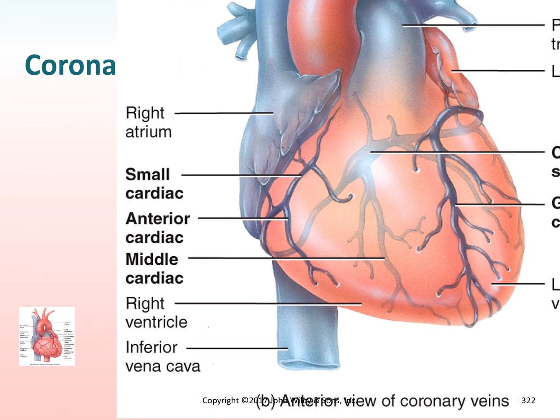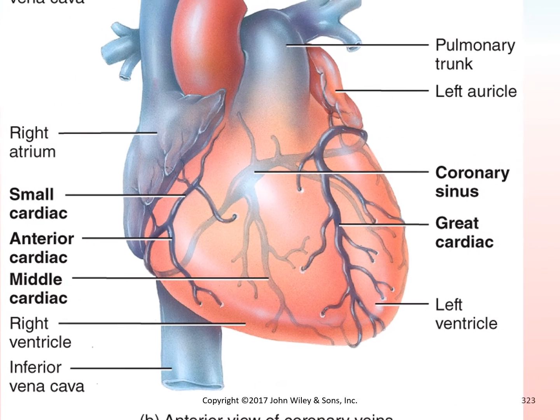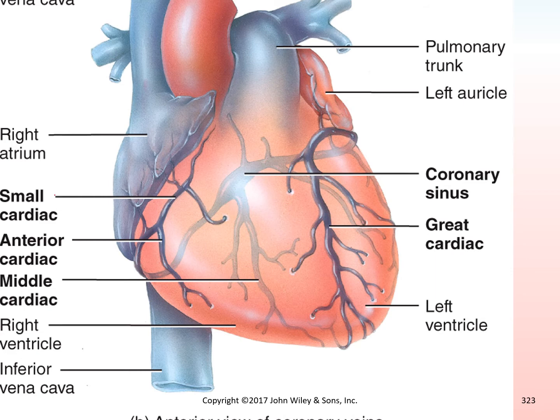And for the veins, this right here is the most important vein. The other ones are kind of hard to learn. You have the small cardiac vein, the anterior cardiac vein, middle cardiac vein, and the great cardiac vein, but it's the coronary sinus that seems to be the most important, the last stop before it dumps into the right atrium.